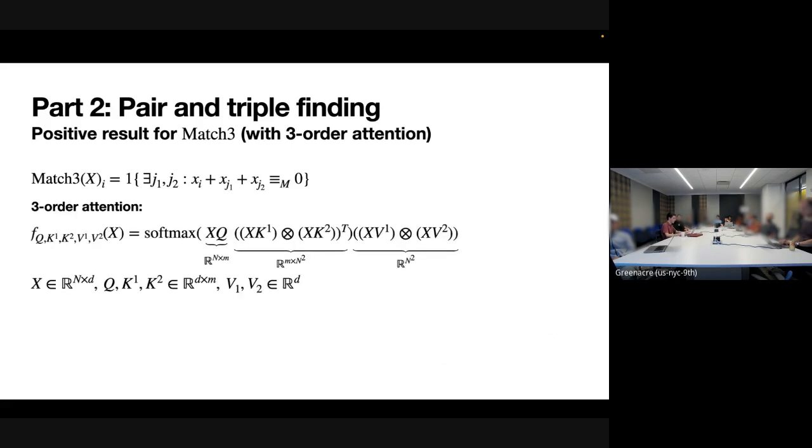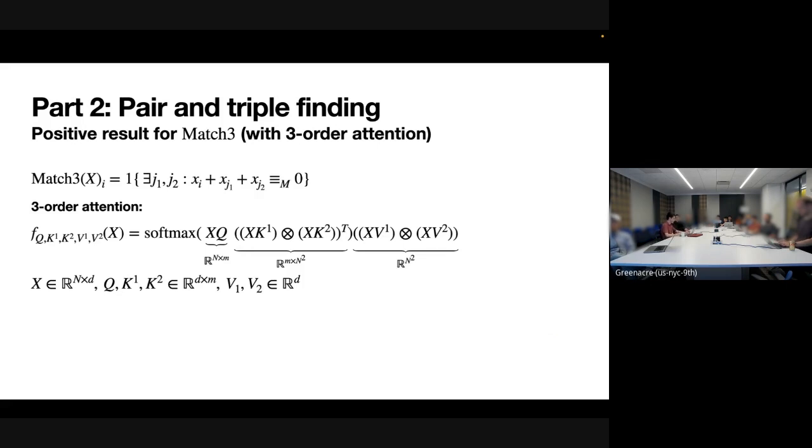So I want to talk briefly about this generalization, which is that here's how match 3 becomes easy if you allow yourself to have a higher order of attention. And the model we construct here is basically where instead of having a single key and a single query, we're going to imagine having two key matrices and 2 query matrices. And what we're going to be doing is taking the softmax over, instead of an n by n matrix, an n by n by n tensor.